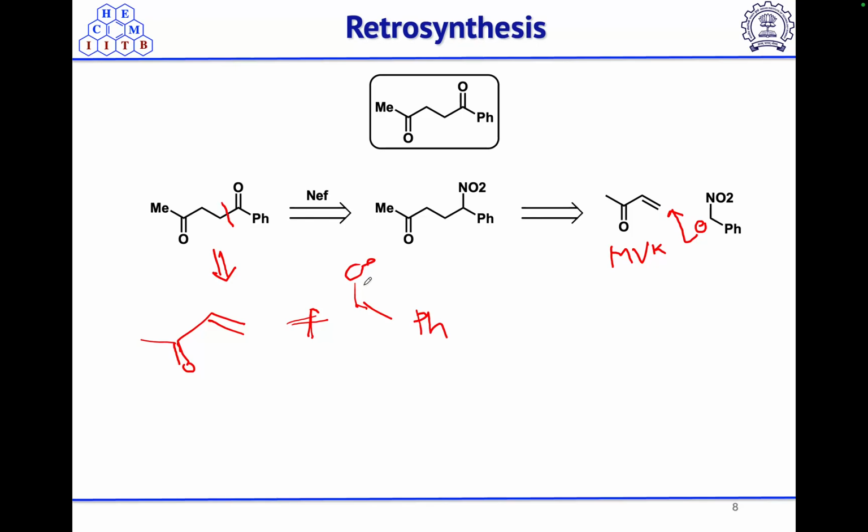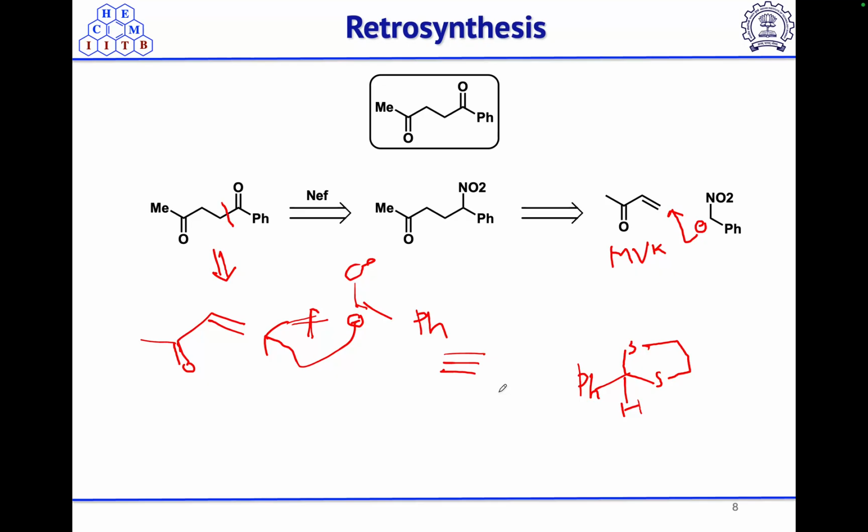If we add this carbanion in a 1,4 addition fashion, you will get this 1,4 product. How can we get this? This is the synthon, and the synthetic equivalent should be like this. If you have 1,3-dithiane, basically dithiane chemistry, this proton is highly acidic because of the sulfur.